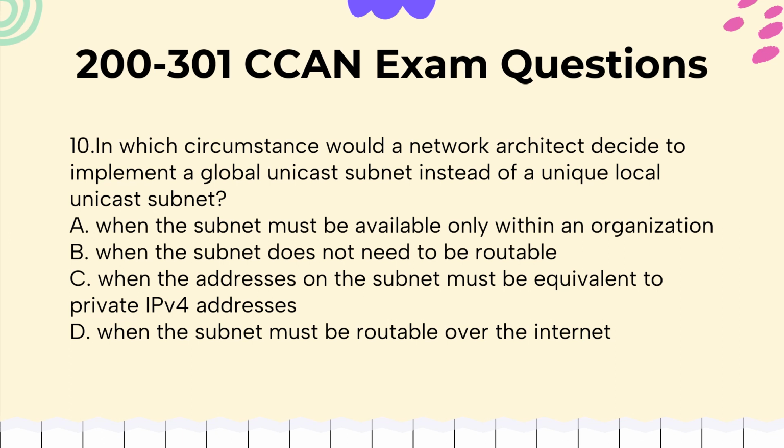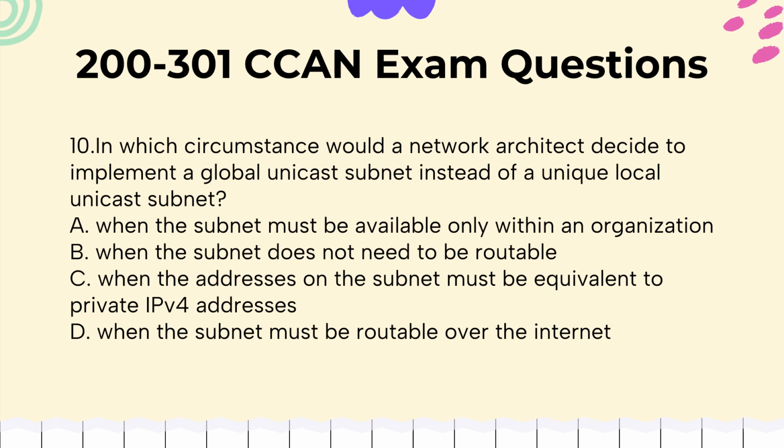The correct answer is D. When the subnet must be routable over the Internet. Explanation. A global unicast subnet uses globally unique IPv6 addresses that are routable over the Internet. These addresses are registered with Internet Assigned Numbers Authority, IANA, and can be globally routed on the Internet.